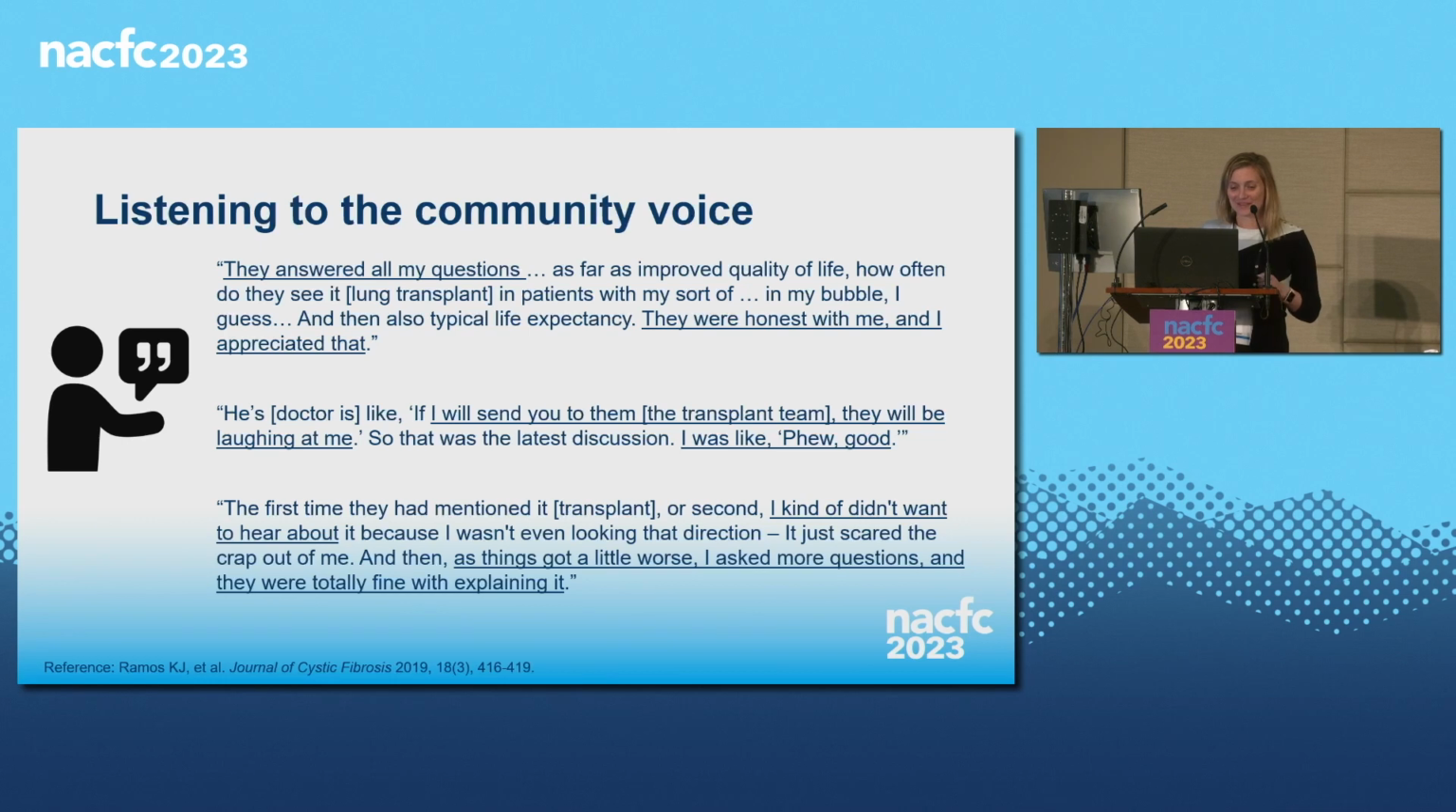The first time they had mentioned transplant, or the second, I kind of didn't want to hear about it because I wasn't even looking in that direction. It just scared the crap out of me. And then as things got a little worse, I asked more questions, and they were totally fine explaining it.